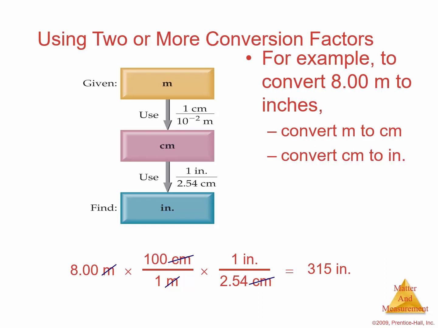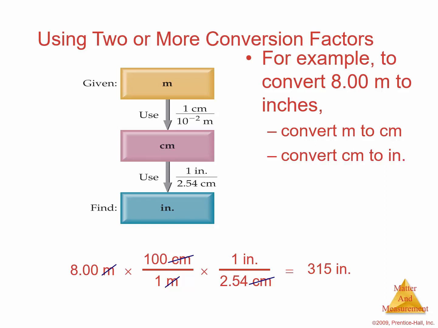So you have 8 meter and you want to convert it to inches. First, we use the first conversion factor here. 8 times 100. There are 100 centimeter per meter. So you see here, this meter cancels with this meter. And then we use the second conversion factor.